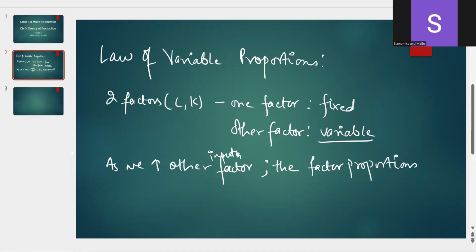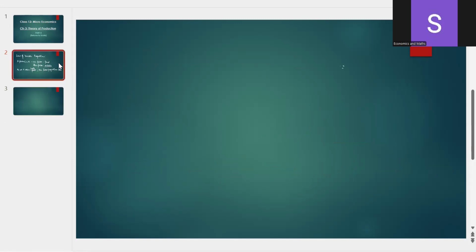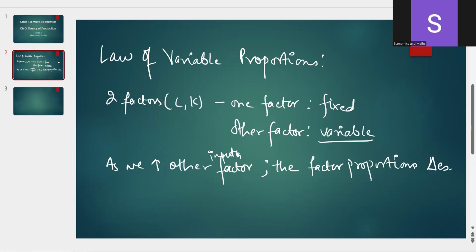So basically, if we keep on increasing one input while keeping the other input constant, then after a certain level of variable input, the increase in the total output starts falling. This happens in the short run, where we consider one factor as fixed.